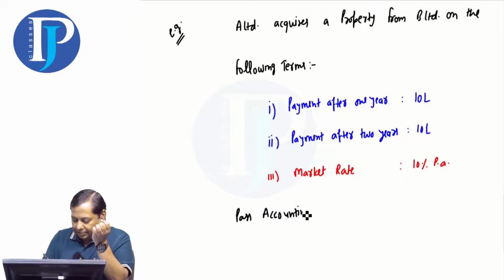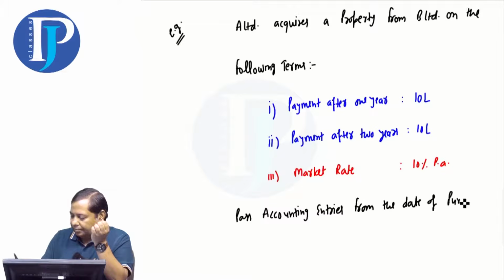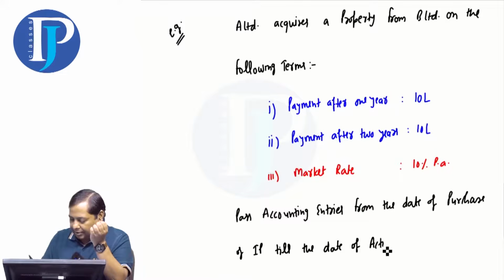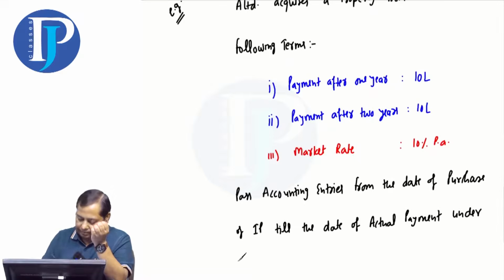Pass accounting entries from the date of purchase of IP till the date of actual payment under Ind AS 40.